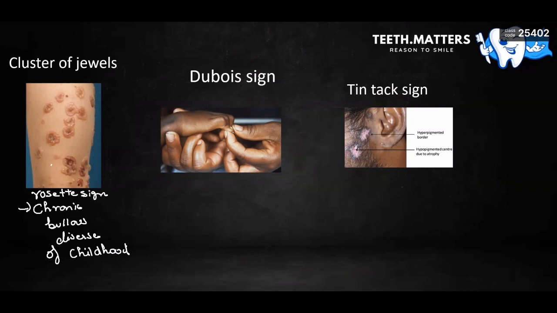Next is Dubois sign. Here in the finger shown, there is shortening of the little finger. It is Dubois sign and it is seen in congenital syphilis.